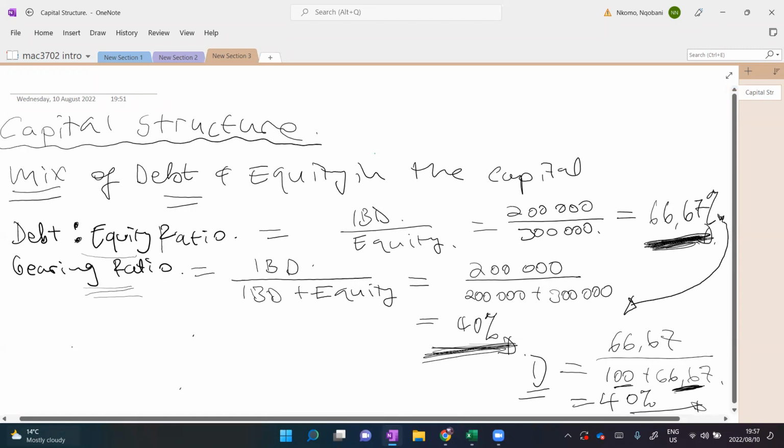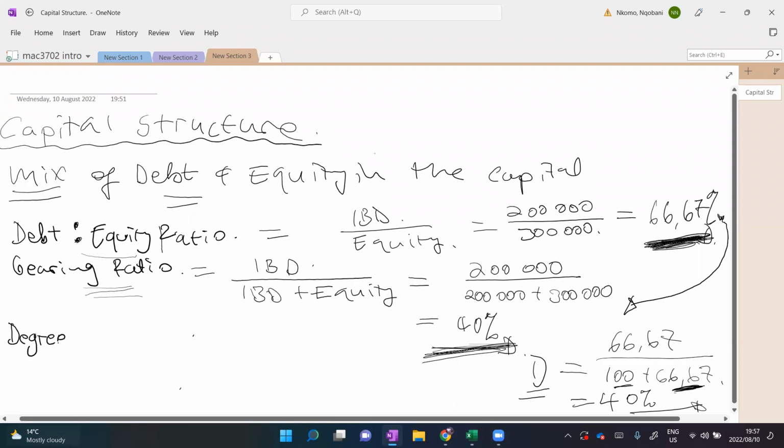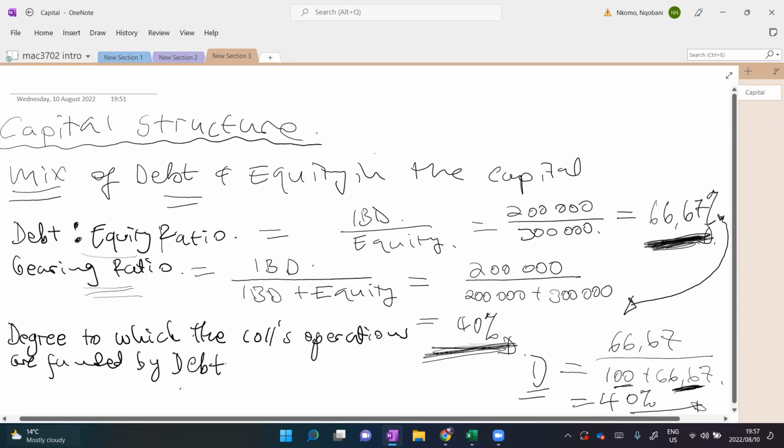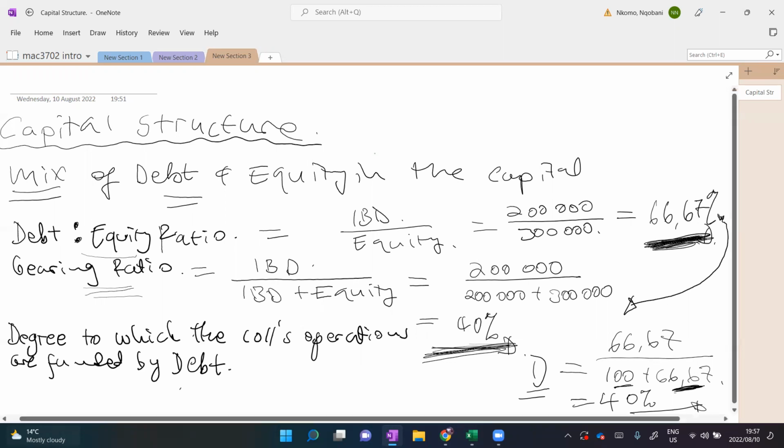is just looking at the degree to which the company's operations are funded by debt. So we are looking at the degree to which the company's operations are funded by debt. So that's also what we call the capital structure. Are we together? So that's what we'll be calling the capital structure.